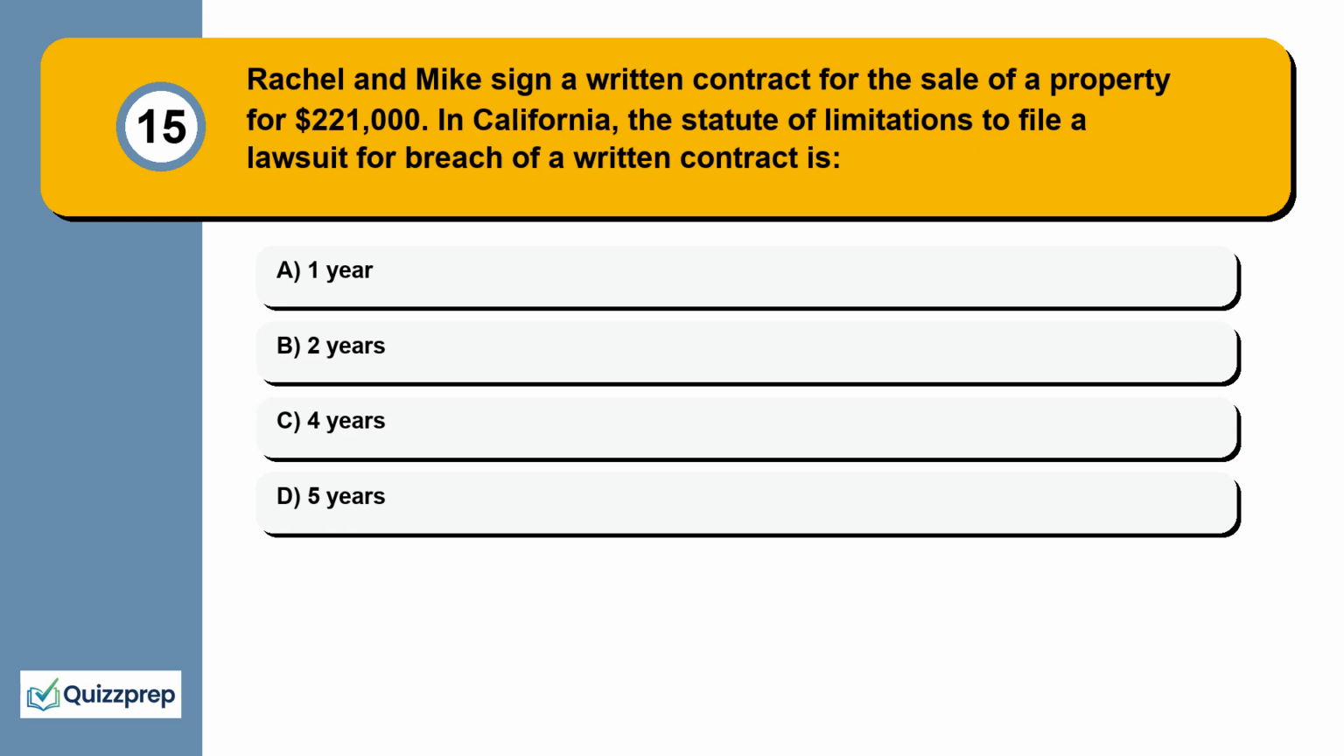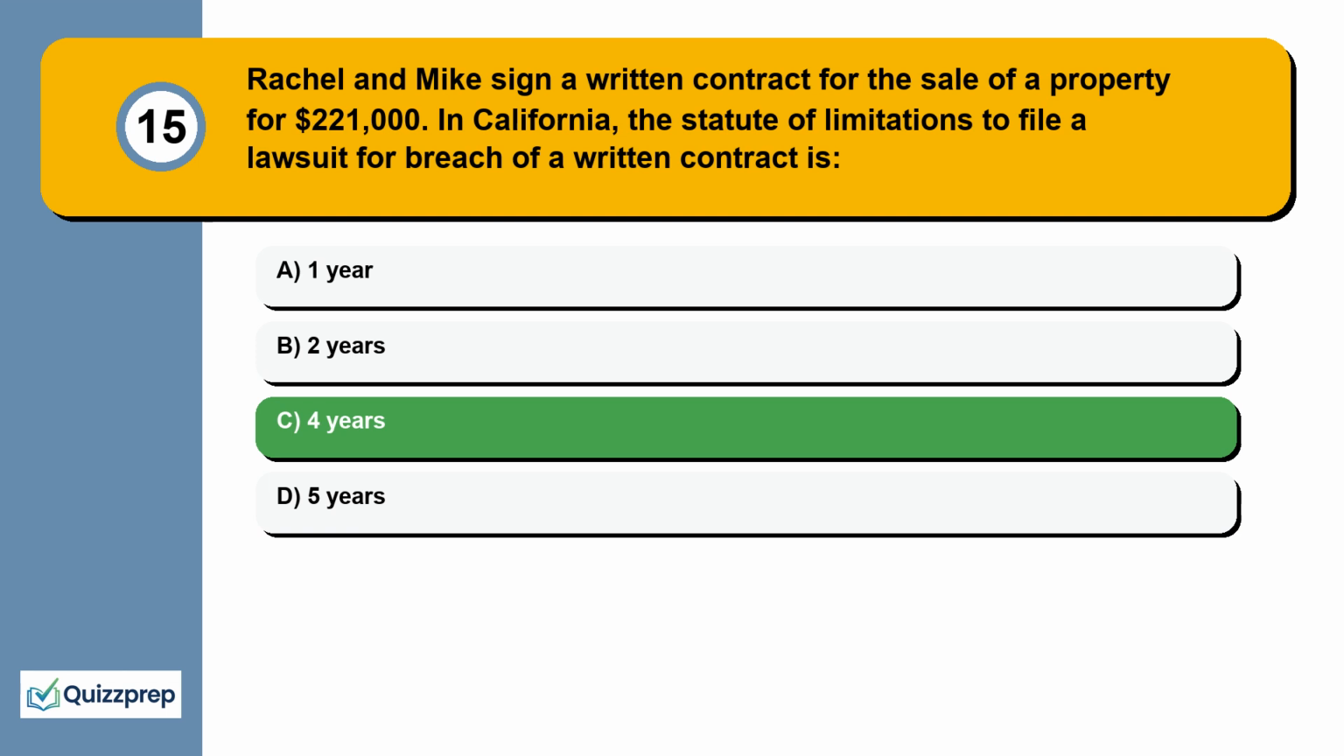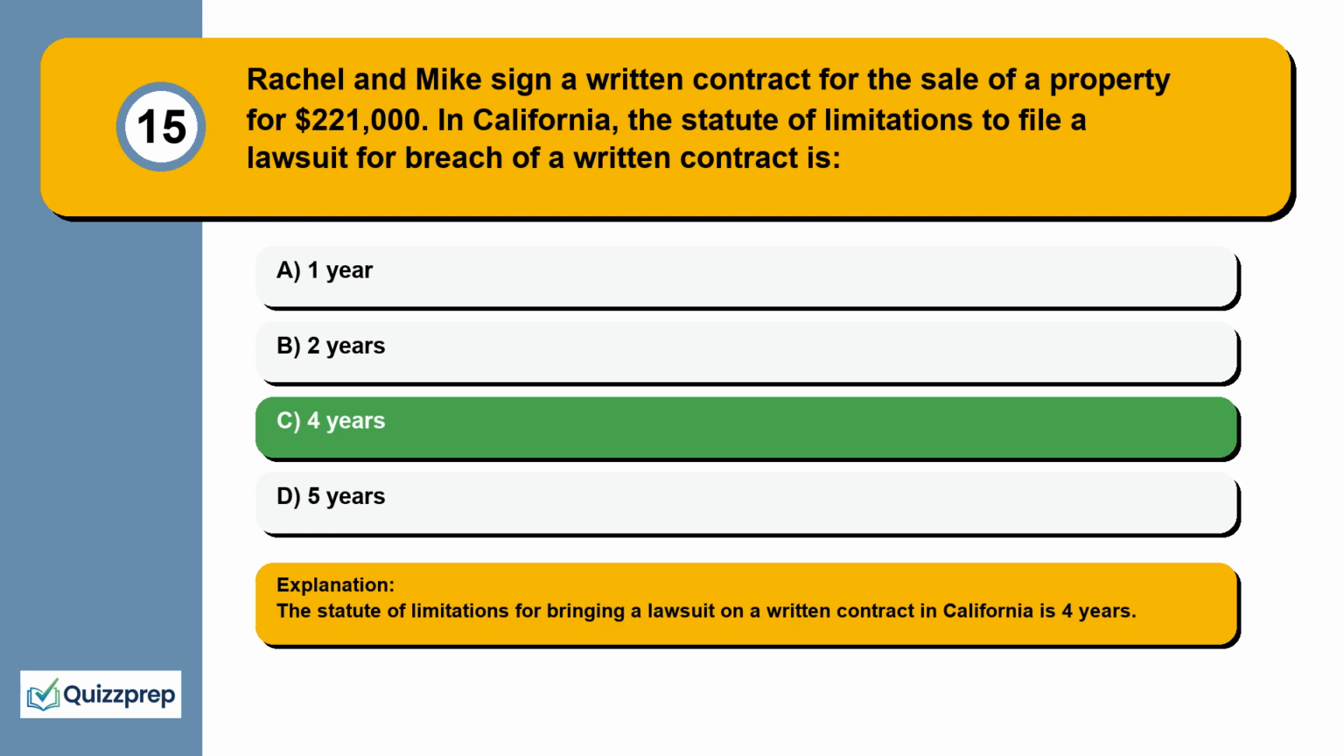Question 15. Rachel and Mike sign a written contract for the sale of a property for $221,000. In California, the statute of limitations to file a lawsuit for breach of a written contract is 1 year, 2 years, 4 years, 5 years. The statute of limitations for bringing a lawsuit on a written contract in California is 4 years.